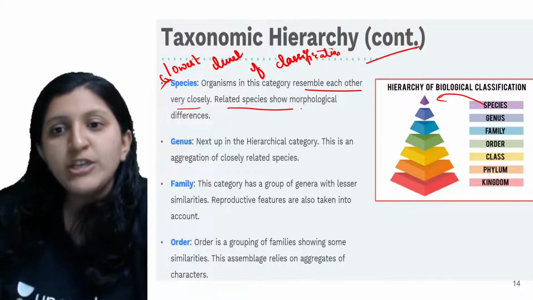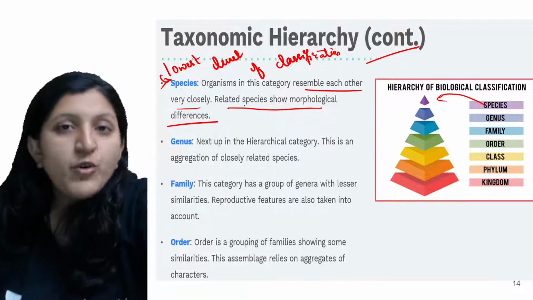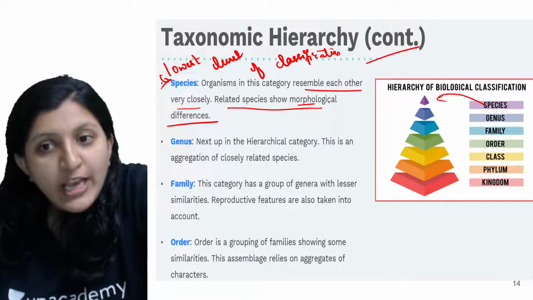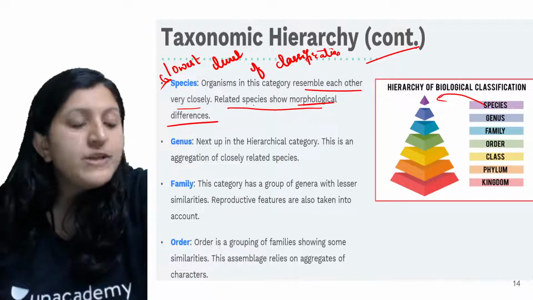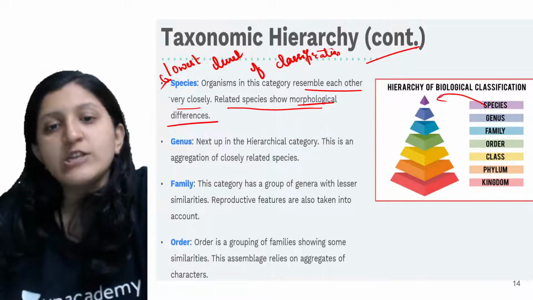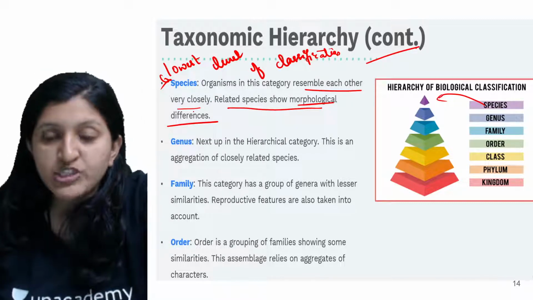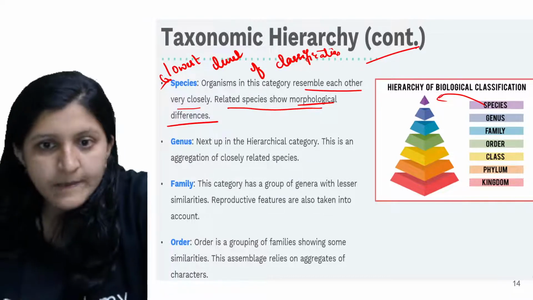Related species show morphological differences, but there are different species which resemble each other very closely, so they belong to the same species. The other species are also there which are totally different.